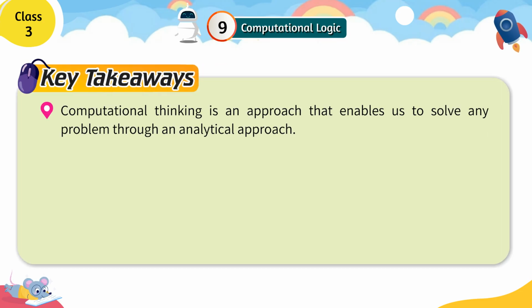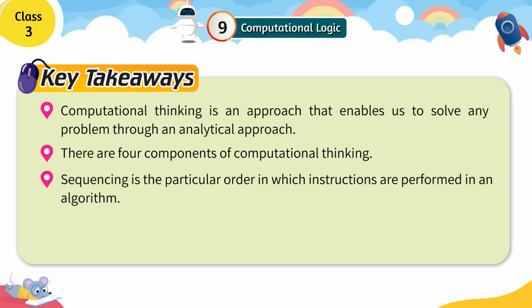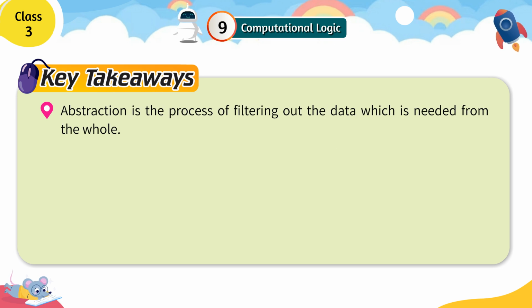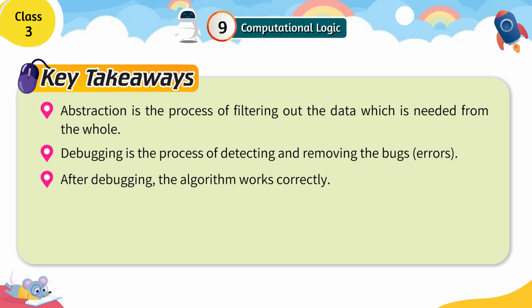Key takeaways. Computational thinking is an approach that enables us to solve any problem through an analytical approach. There are 4 components of computational thinking. Sequencing is the particular order in which instructions are performed in an algorithm. The if-then statement is used to decide the execution of statements on some conditions. Abstraction is the process of filtering out the data which is needed from the whole. Debugging is the process of detecting and removing the bugs, errors. After debugging, the algorithm works correctly.